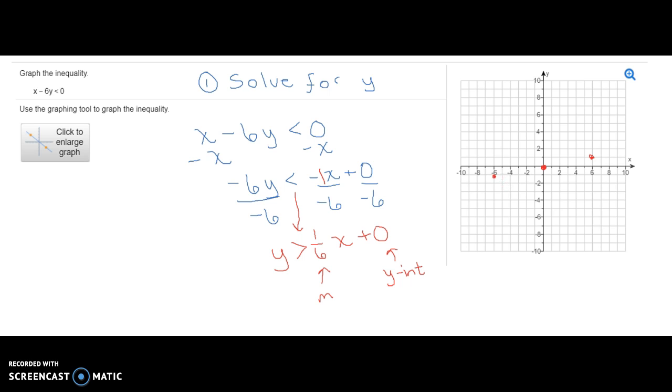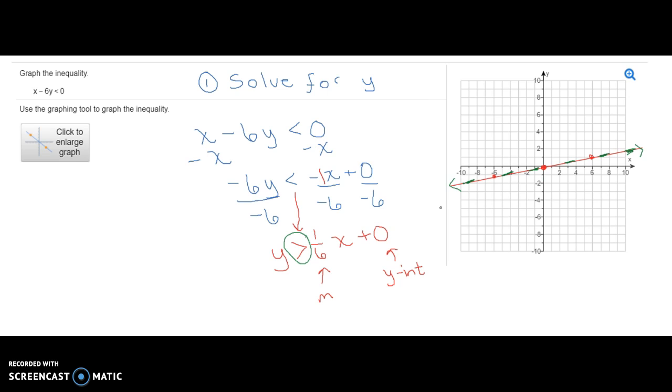Let me see if I can get the tool to work. I'm going to draw a straight line through those points. There we go. And then let me change colors here. Because it's just greater than, and there's no line underneath, this is going to be a dashed line. So in one of your graphing tools, you can choose to make it a dashed line. You're going to make sure to choose the broken or dashed line.